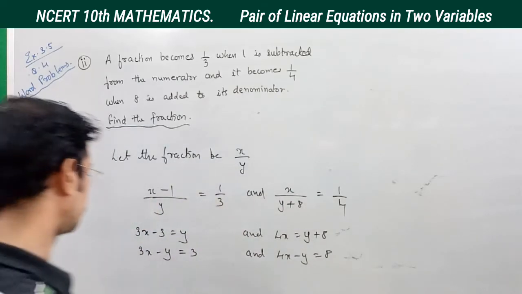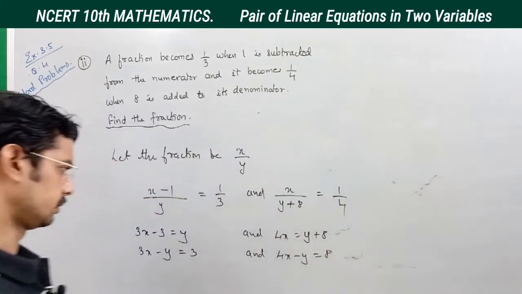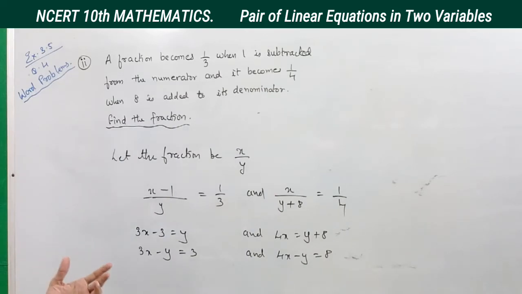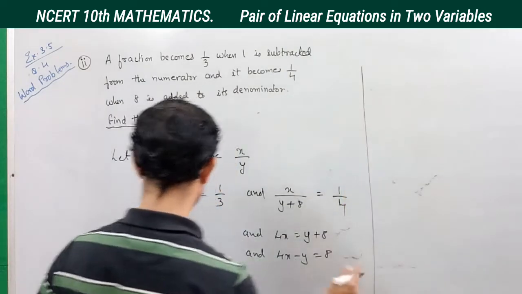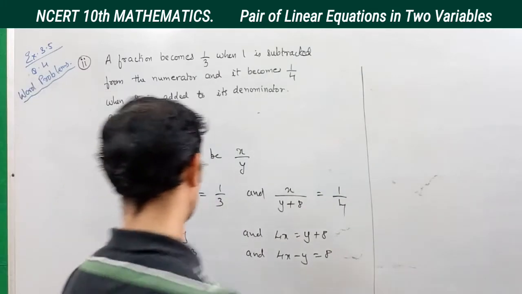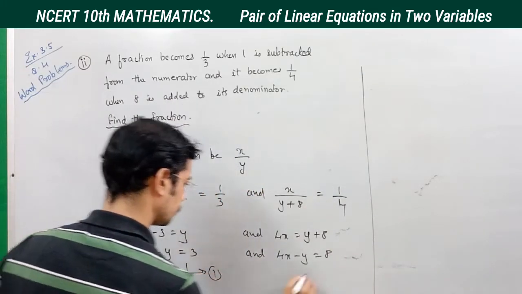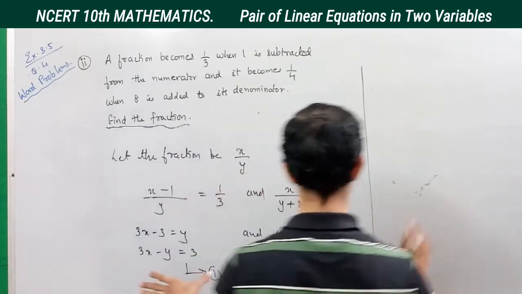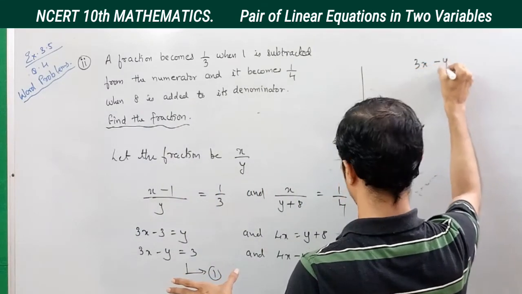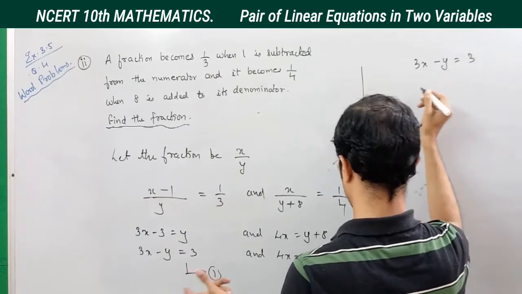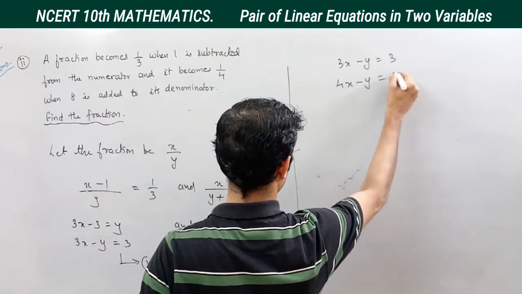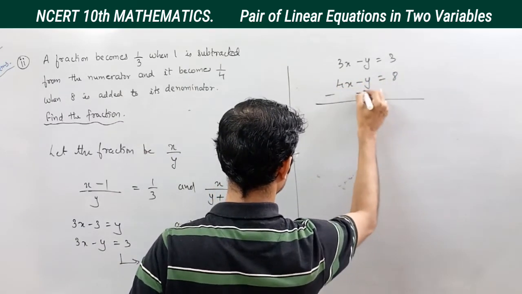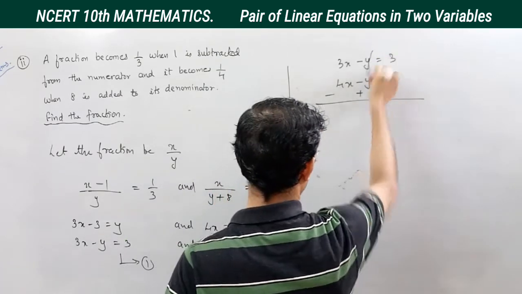I can use the elimination method or even the substitution method. Let me use the elimination method only. So this is equation number 1, this is equation number 2. This is 3x minus y equal to 3, and we have 4x minus y equal to 8. Let me change the signs, minus plus minus, because we need to subtract to eliminate y.